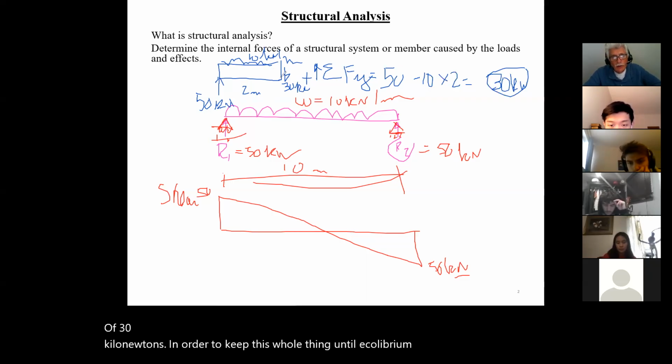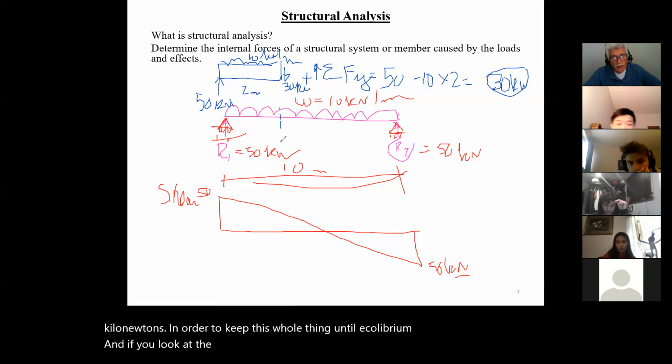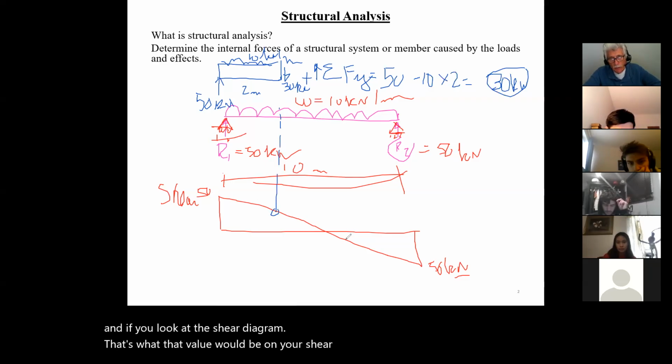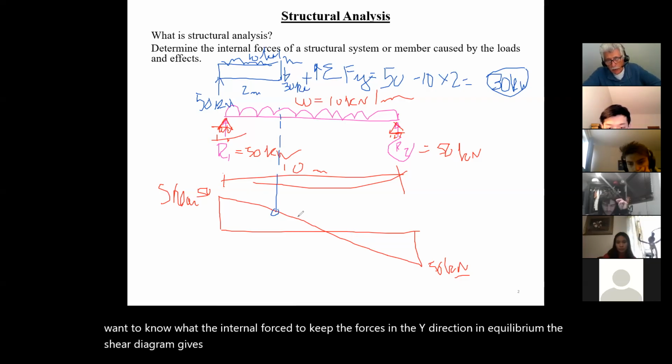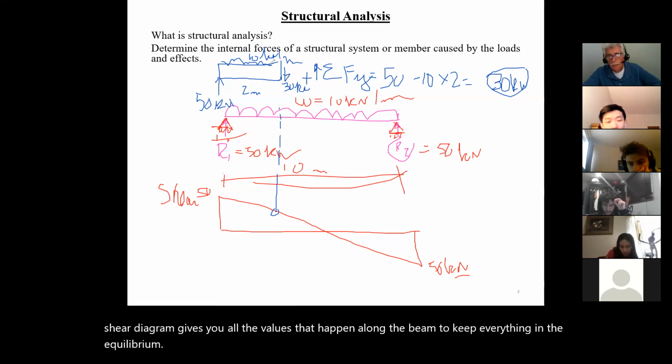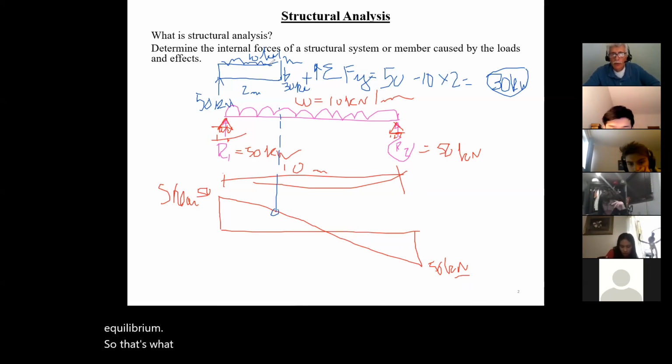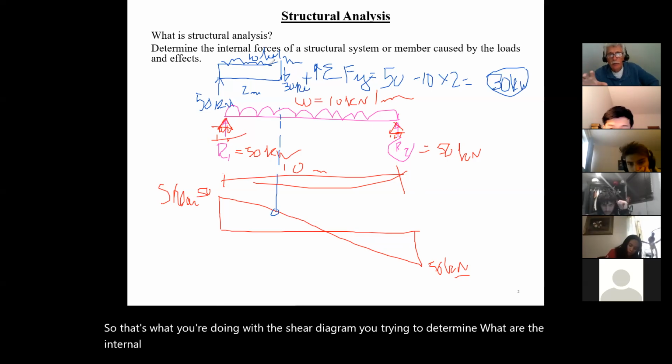And if you look at the shear diagram, that's what that value would be on your shear diagram. So anywhere along the beam, if you want to know what the internal force is to keep all the forces in the y direction in equilibrium, the shear diagram gives you all the values that happen along the beam to keep everything in equilibrium. So that's what you're doing with the shear diagram. You're trying to determine what are the internal forces that keep everything in equilibrium.